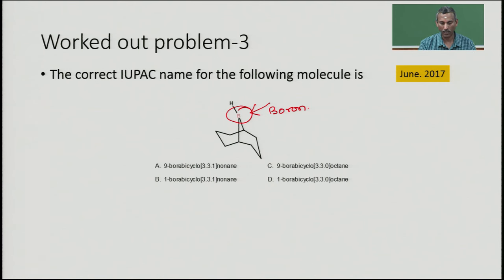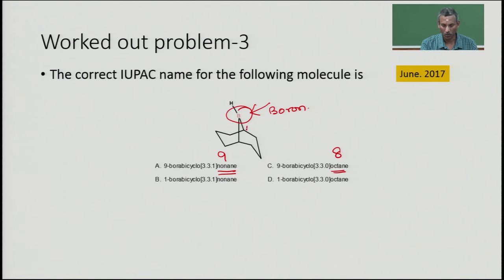So, if we look at the names, 4 names are given here. So, let us look at what are the number of carbons we will see. In one case, nonane. Nonane means there are 9 carbon atoms. And the second one is octane. Octane means there are 8 carbon atoms. So, let us count what are all the different number of carbon atoms.